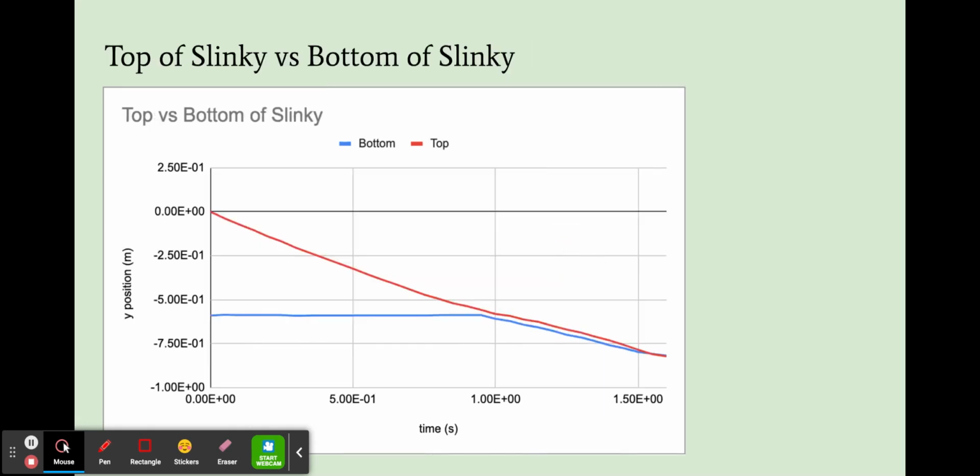And then this is the top versus bottom movement of the slinky. Both of the graphs use points from the observed graphs in Tracker. As you see, the top falls normally with the force of gravity and then some other drag after the 0.95 seconds. And then you can see the point where the top meets the bottom and then it starts to fall together.